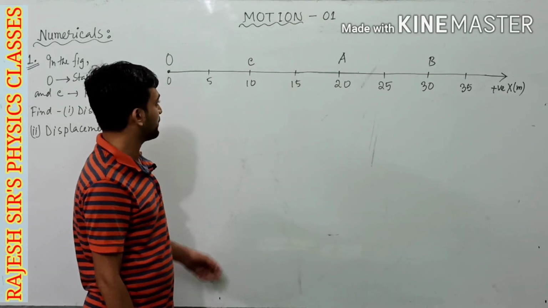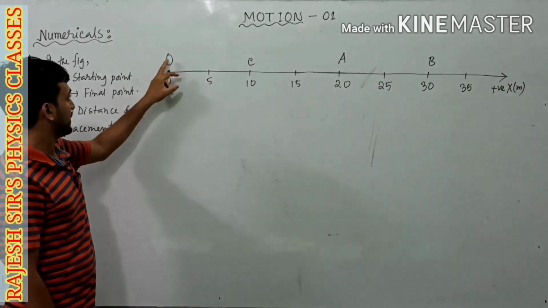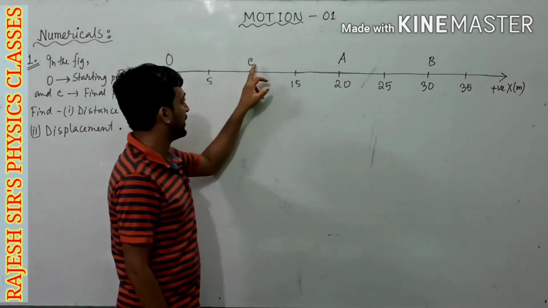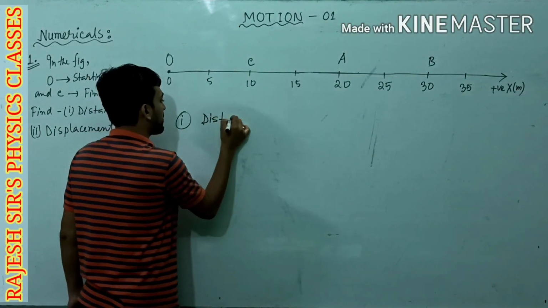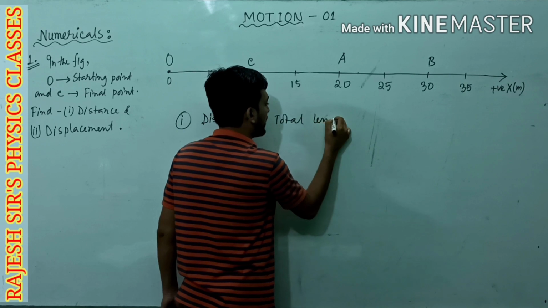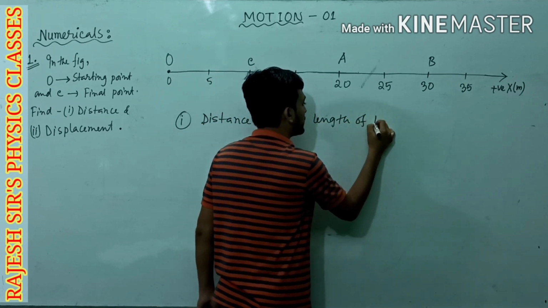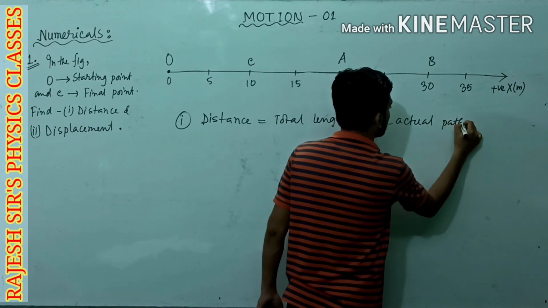In this question, we have been asked to find distance and displacement, and here O is the initial point and C is the final point. So here distance will be what? Distance equal to total length of the actual path.